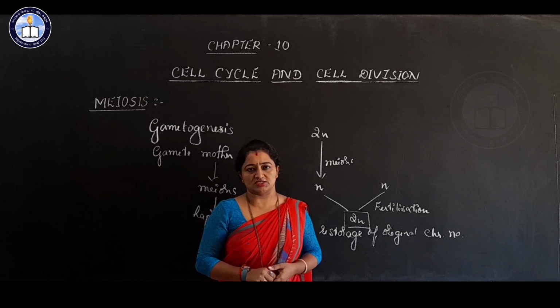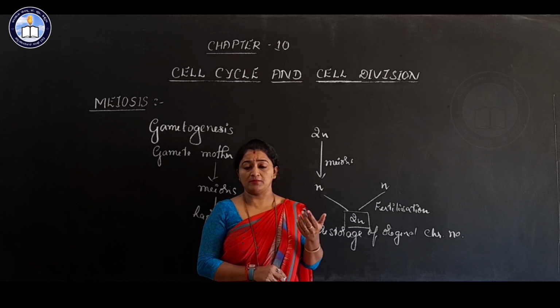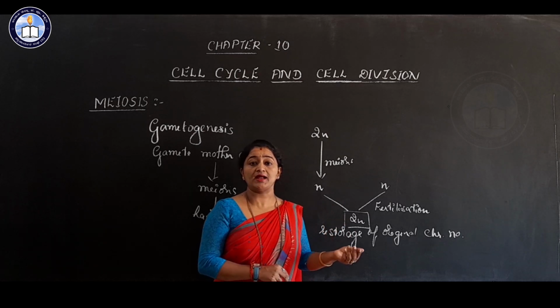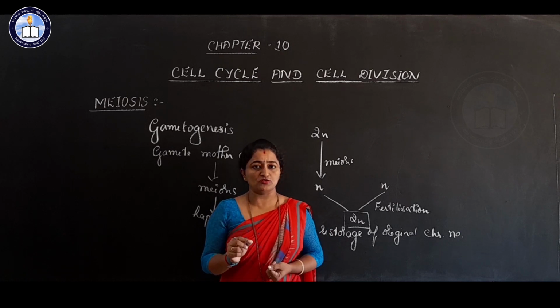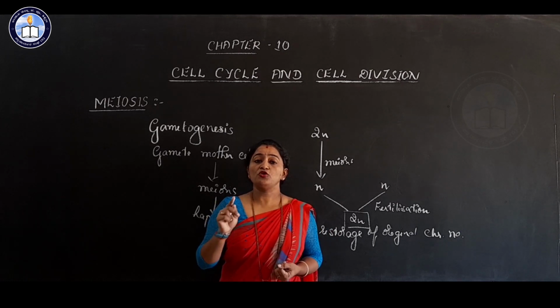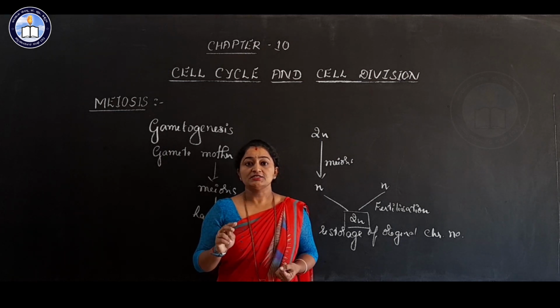This is about the meiosis. It takes place in the case of animals, and in plants also, fertilization. Gametogenesis is a process where haploid gametes are produced by the diploid specialized cells.